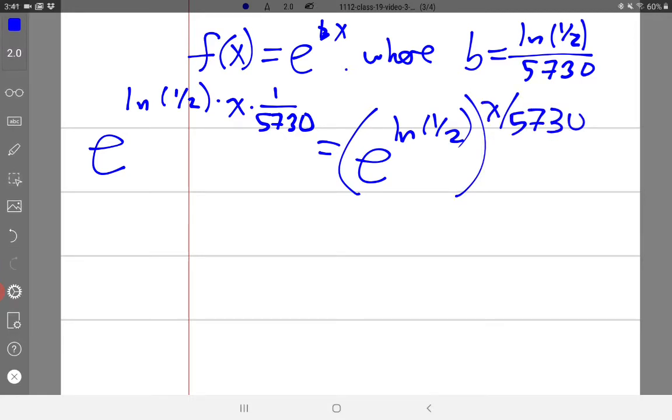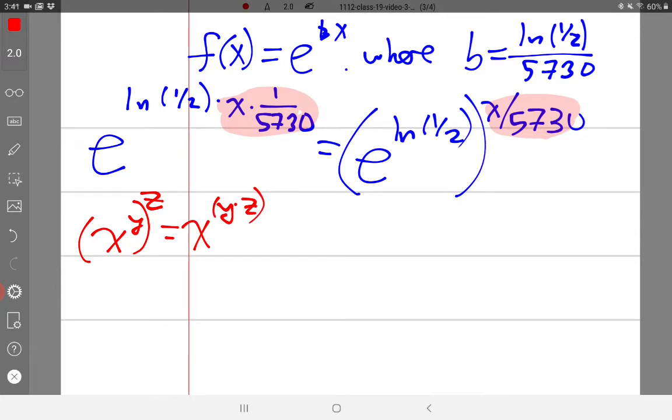Why can I do that? Well, here is x over 5,730, that's going on here, and I'm really exploiting this property that says if I have, just using some other letters, x to the y, all of that raised to the z, that's x to the y times z. So I'm kind of using that property in reverse here. If I have a product in the exponent, like I do in that first version there on the left, I can write that as the base raised to the first factor, all of that raised to the second factor. And that's what I have going on the right over there.